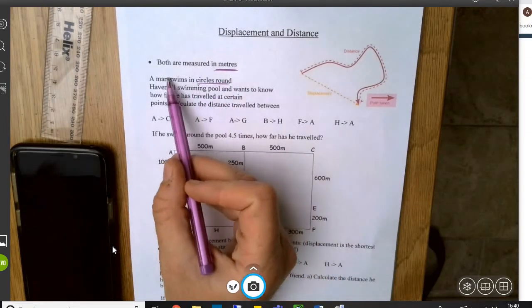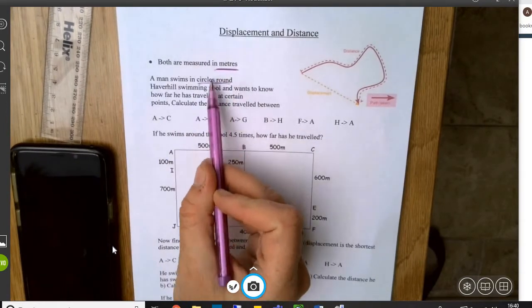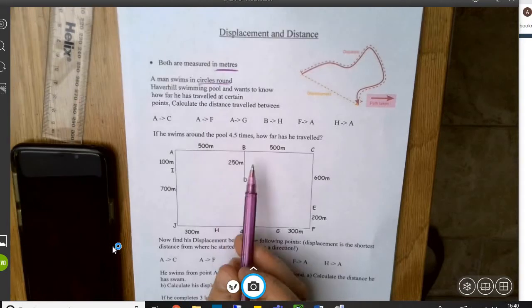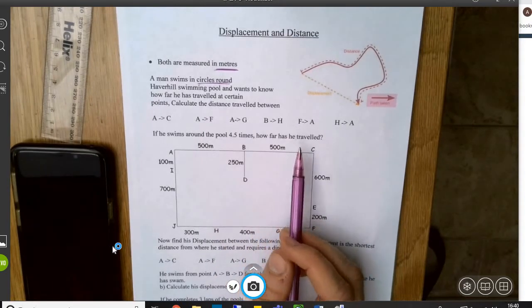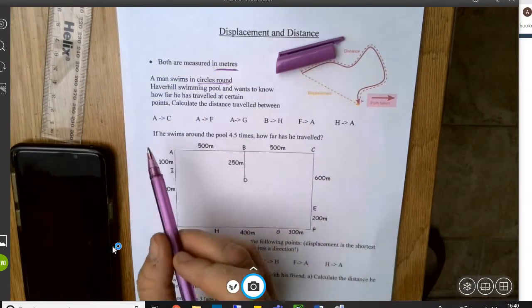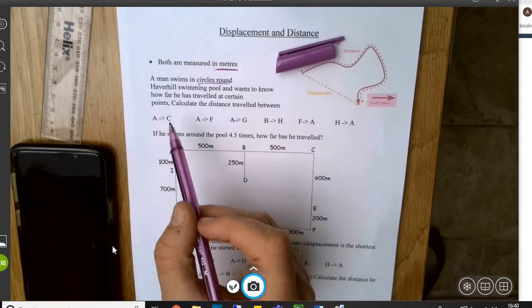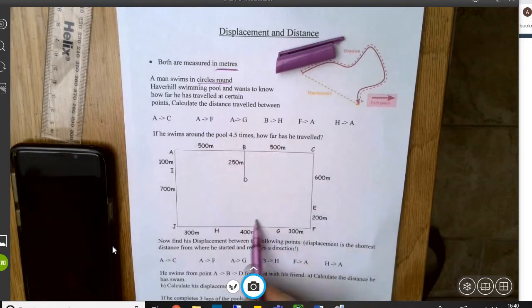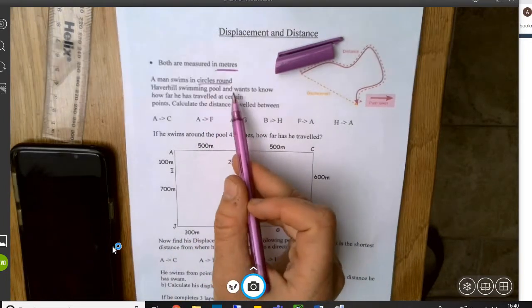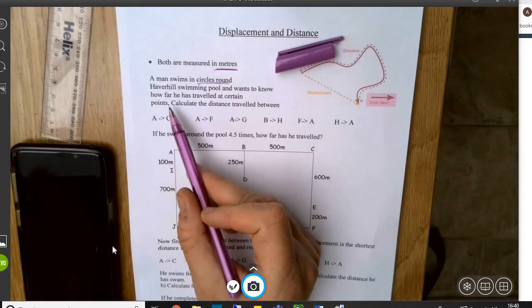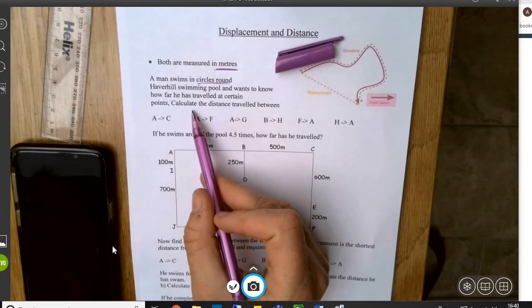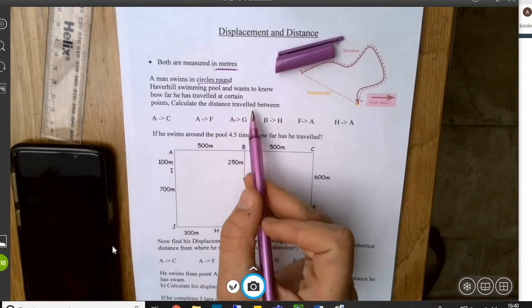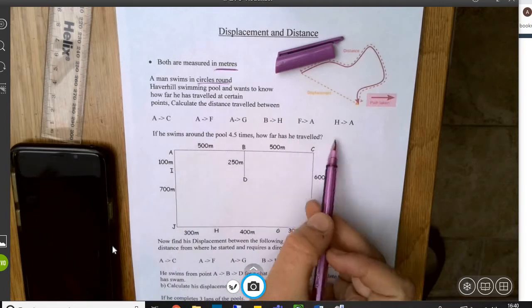So let's talk about this first of all. Both are measured in meters, so we know that any calculations we do today are going to be in meters. We're talking about a swimming pool. It says a man swims in circles around the swimming pool, so that's pretty important to remember. He wants to know how far he's travelled at certain points. It says calculate the distance travelled between these different points.